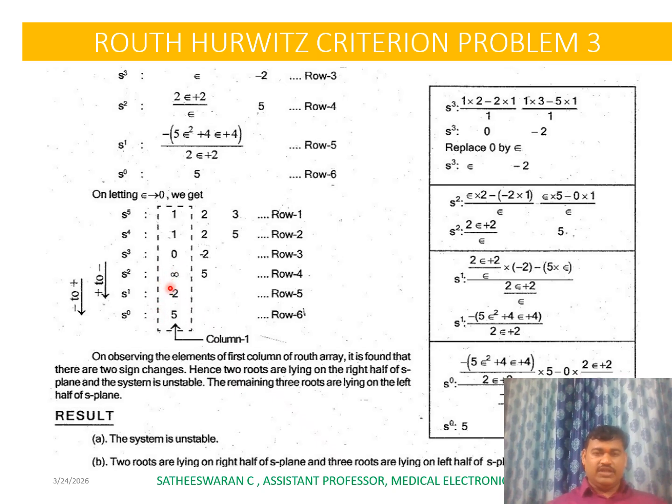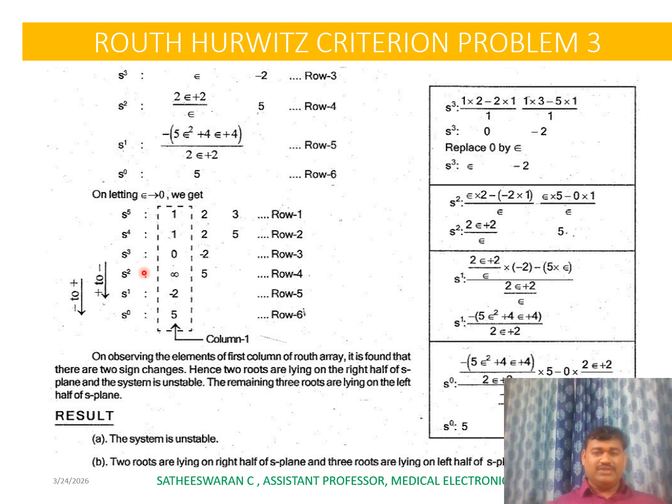That is, plus to minus is one change, then the next one, minus 2 to plus. So there are two sign changes in the first column of the Routh array, which means that two roots lie on the right half of the S plane, out of totally 5 roots. Out of 5 roots, 2 roots lie on the right half of the S plane, and the remaining 3 roots lie on the left half of the S plane. So the system is an unstable system.